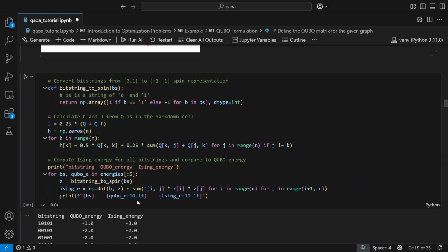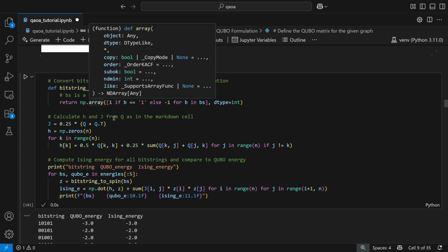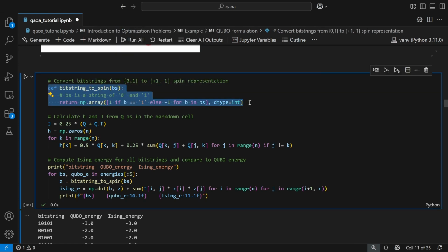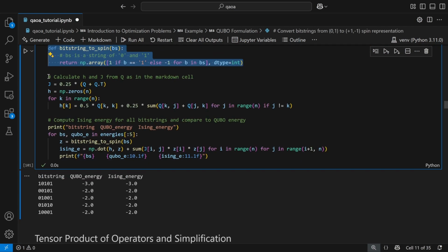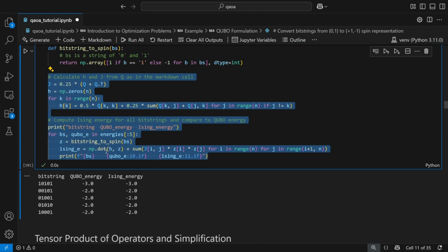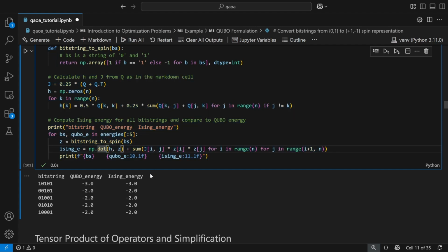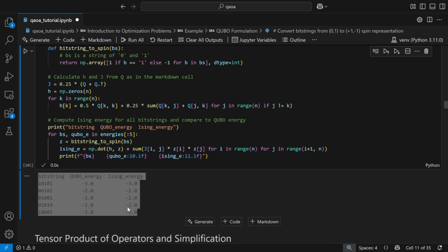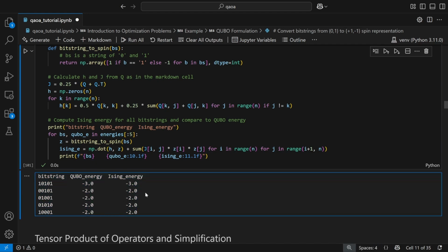Okay, so I'm going to define a few more functions as well. So for example, bit string to Ising, and I'm going to calculate the Ising parameters as mentioned before, and then calculate the energy using the Ising formulation. We'll just verify that these two energies are the same. So this is nothing special, we just verified that the calculation of QAOA and Ising energy are consistent.